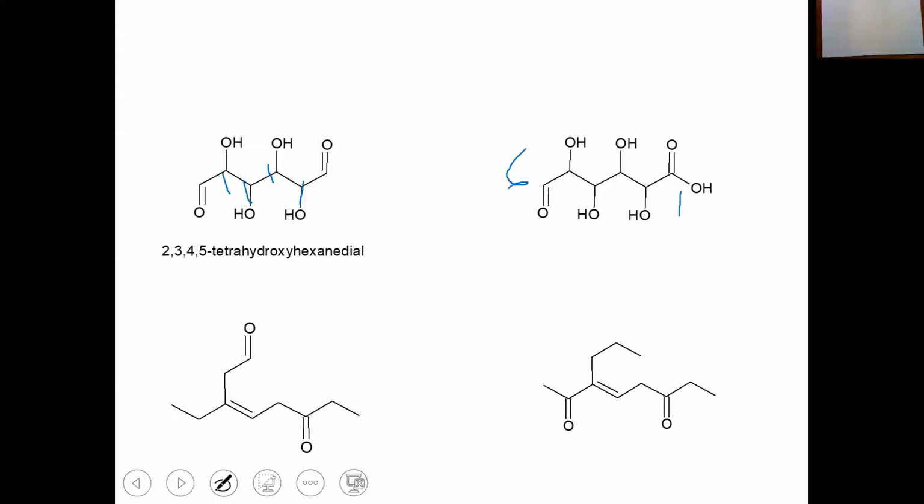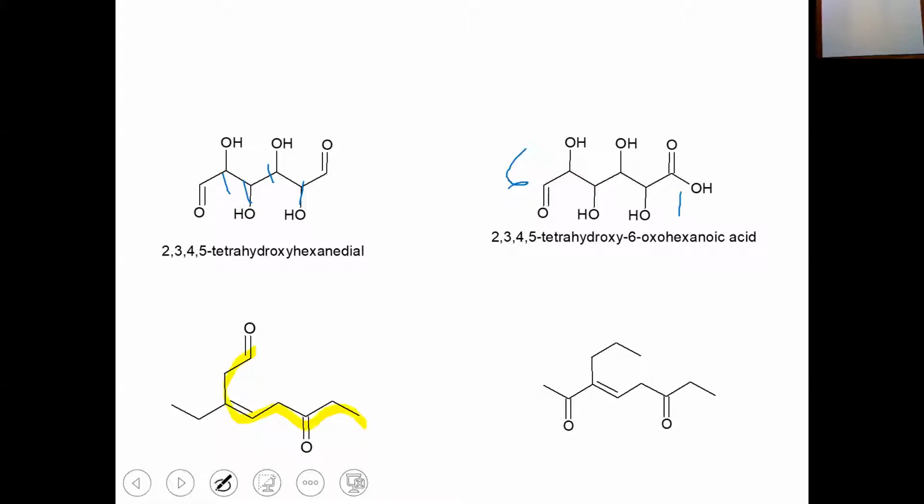2, 3, 4, 5 tetrahydroxy, just the same as the last one. 2, 3, 4, 5 tetrahydroxy 6-oxo hexanoic acid. Ugh, another mouthful. So this bottom left corner has 2 functional groups. It has an aldehyde and a ketone, and it also has an alkene. So we have to pick the longest chain that has the most functional groups. If I pick this chain, we get both.